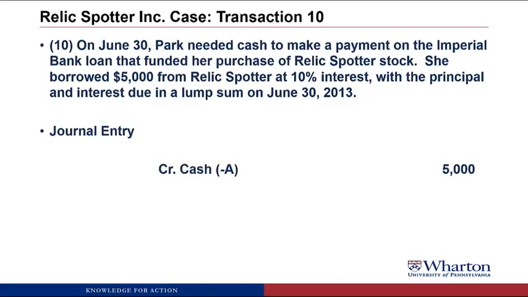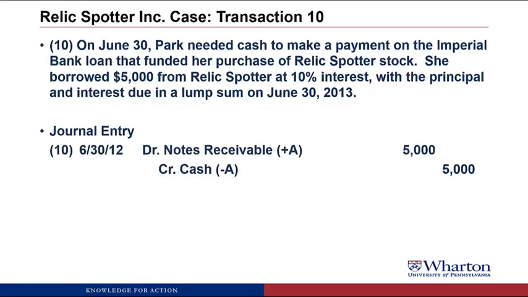Now we need to find the debit. So what is Relic spotter getting from this? Well, essentially, they're making a loan, so that's an asset because they're entitled to get $5,000 back from Rebecca Park at some point in the future. So we want to debit an asset to increase an asset. We're going to call it notes receivable. Debit notes receivable $5,000 to increase the asset.